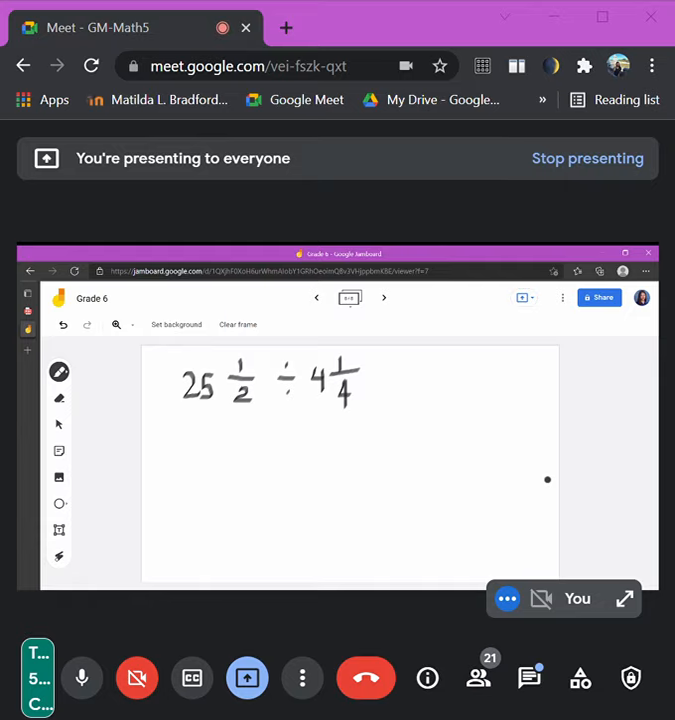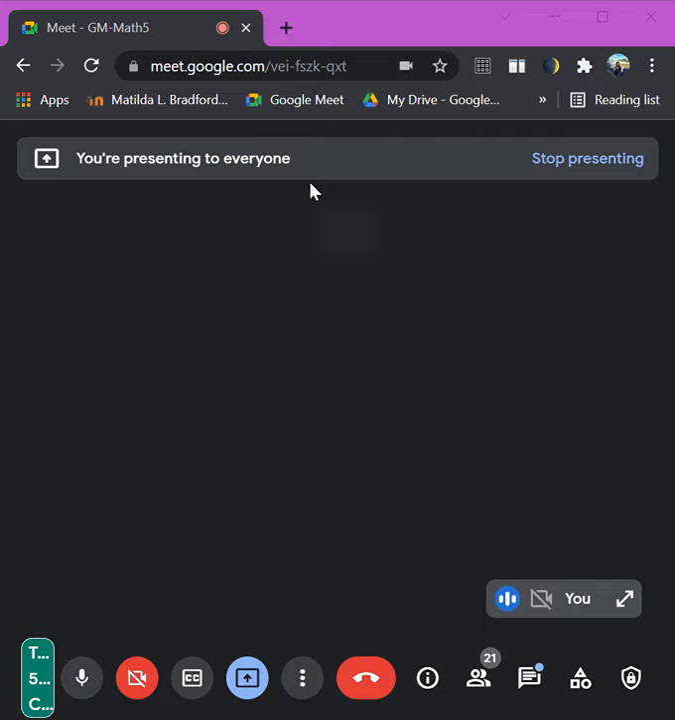Okay, so we need to change these mixed numbers into improper fractions. Let's start with the first one, 25 and 1/2. What will happen to your 25 and 1/2? We multiply first. So 2 times 25, 50, plus 1, 51. So it has been changed into an improper fraction. From 25 and 1/2, it becomes 51 over 2.